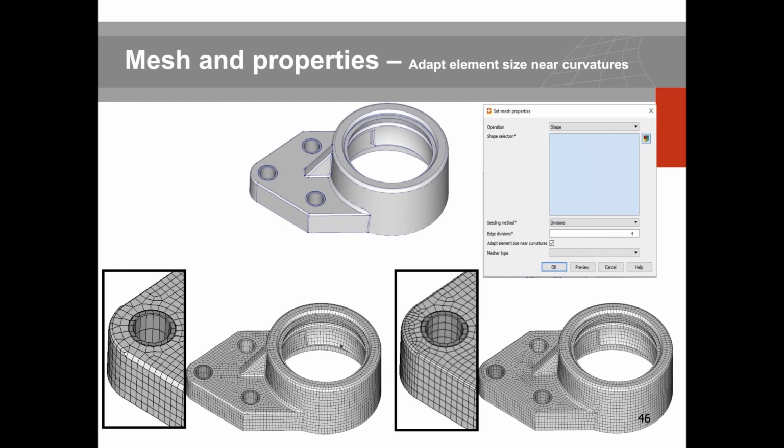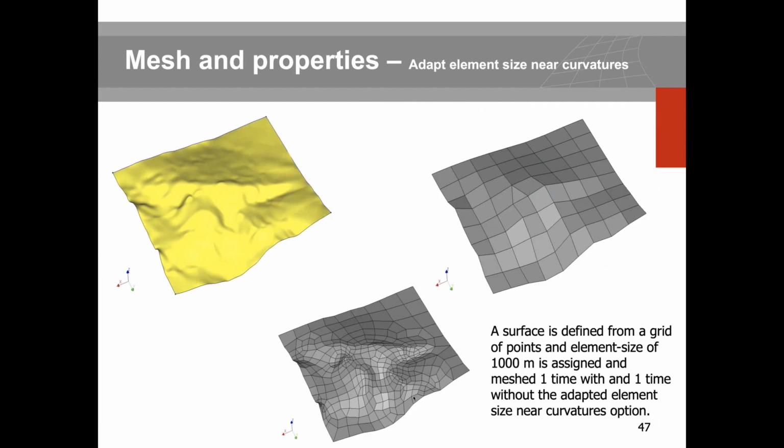We have an adaptive element size option that enables you to increase the density of the nodes and elements at certain corners and edges in order to have a smooth transition mesh. So you can see the difference with and without this option activated. Here also you can see this effect. If you have a terrain geometry, for instance, you can see the difference with or without the adaptive element size option. You can observe that with this option, you have a smooth mesh in some areas where it's particularly curved.